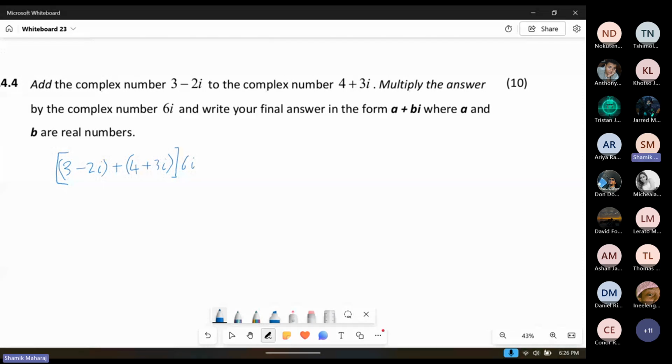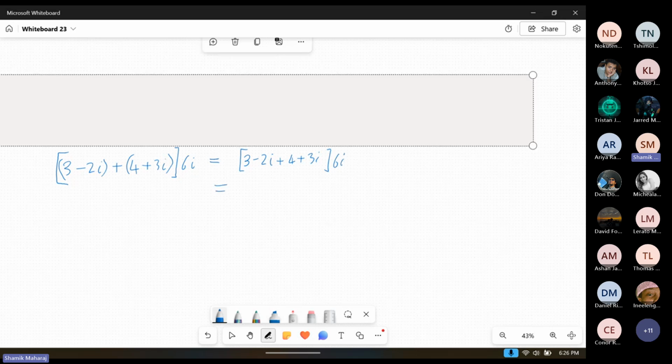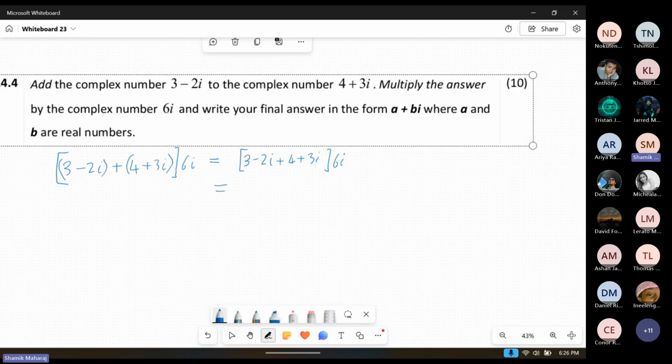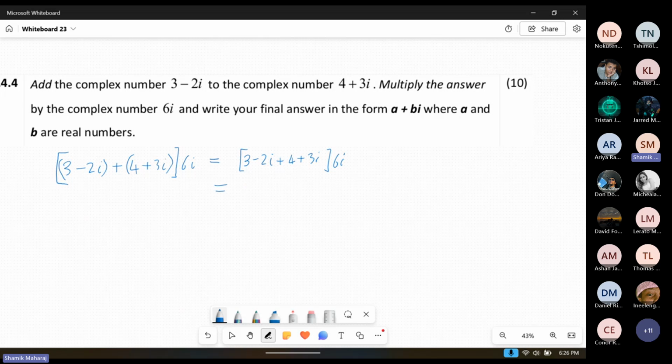And then write your final answer in the form a plus bi. It's not so bad. So this is really what we have to work out, and then write it in complex form, a plus bi. All right, so let's operate within the brackets first. 3 minus 2i. A plus sign doesn't change anything, so it's just going to be plus 4 plus 3i. If it was a minus, that would be a different case. We'd have to be careful, but it's not, so we are okay. So what we can do now is keep the numbers which don't have imaginary parts on one side: 3 plus 4 on this side, and then minus 2i plus 3i on this side, 6i on the outside.